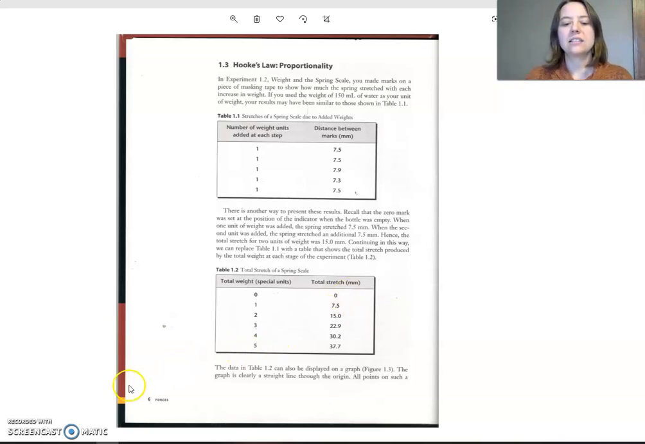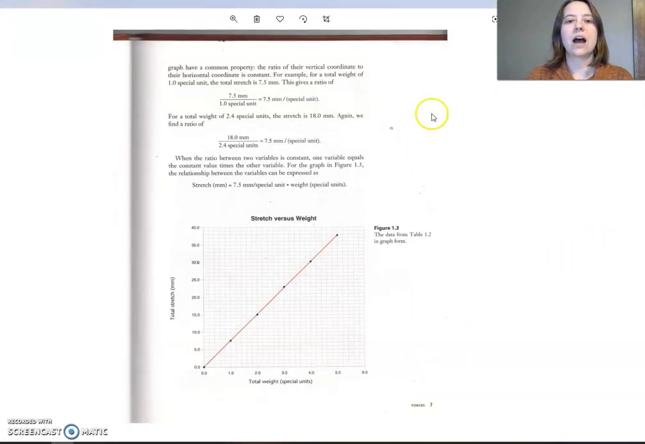The data in table 1.2 can also be displayed on a graph, which is figure 1.3. The graph is clearly a straight line through the origin. All points in the graph have a common property. The ratio of their vertical coordinate to their horizontal coordinate is constant. For example, for a total weight of 1 special water weight unit, the total stretch is 7.5 millimeters. This gives a ratio of 7.5 millimeters over 1 special water weight unit. So please take a moment and do a digital post-it note.